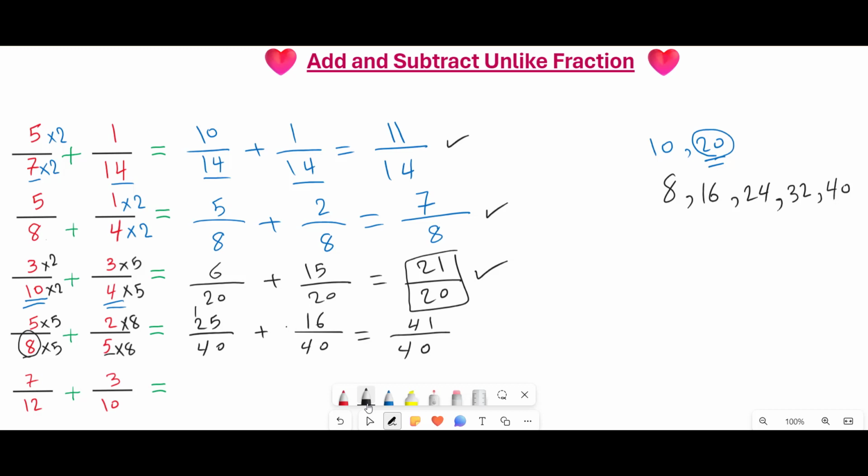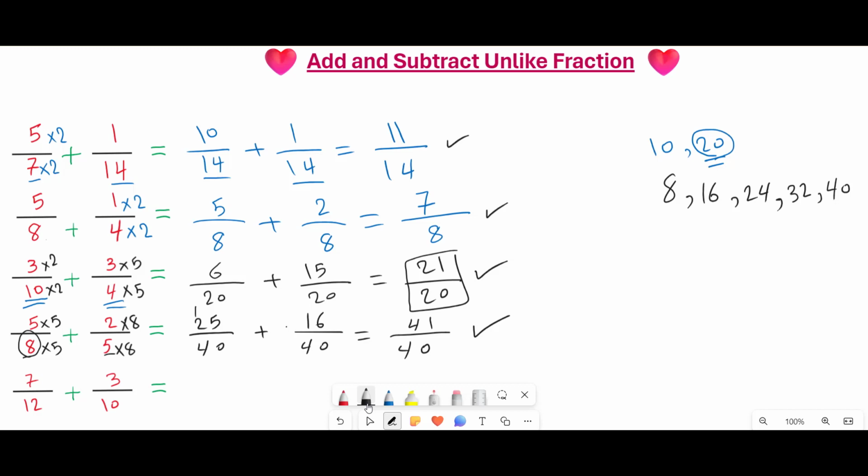Now 41 over 40, is this in simplest form? Check. 41 is not even, then no, we can't divide by 2, okay? We can't, because down is even but up is not even. What about 3? How can we know this in table 3? Like we said before, 4 plus 1 is 5, 5 not in table 3. Table 5 should end with 0 or 5. Then no, this is in simplest form. We can't simplify it. But if you want to make it a mixed number, you can do it, okay? But now, let's do the next one.